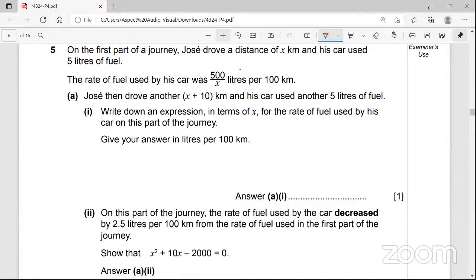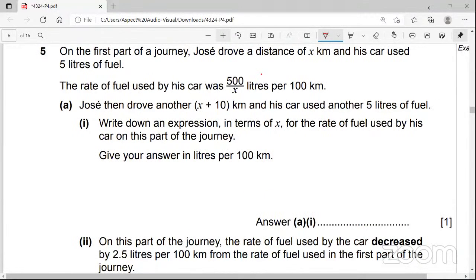Okay, so question 5 reads as follows. Yes. You all have the question paper? One minute. You went to Woodman Road. Oh.